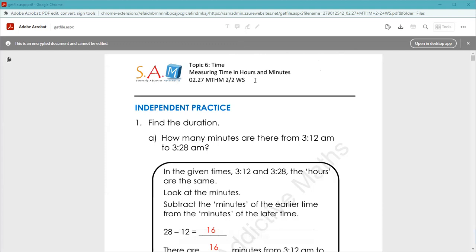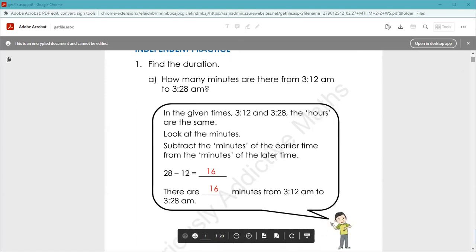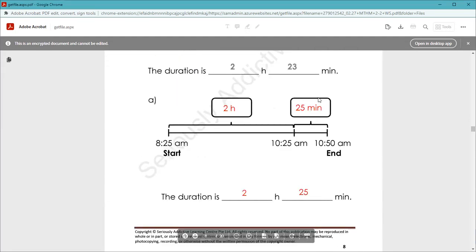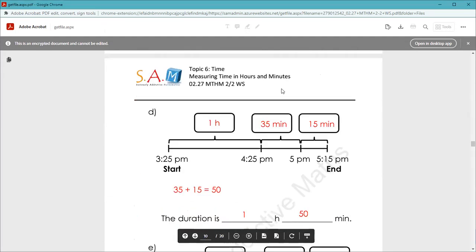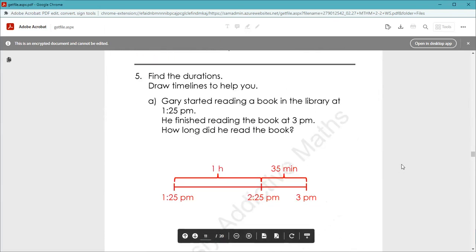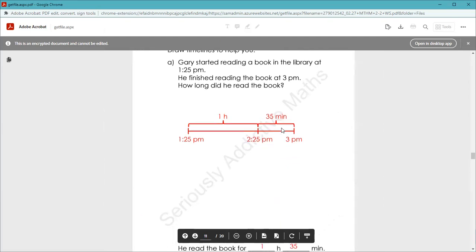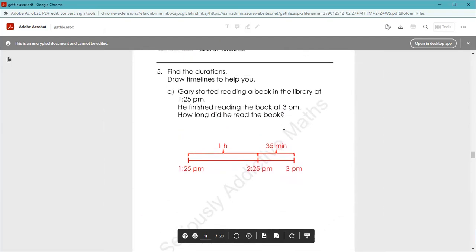But whether the students have completed everything or not, it would be good for you to make use of this class to go through the word problem questions. The word problem questions that I'm referring to will be from page 11 onwards. So you might want to pick a few questions for students who have not done this yet.